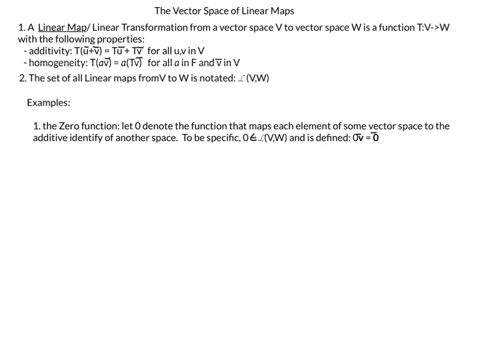The first example is the zero function. So let 0 denote the function that maps each element of some vector space to the additive identity of another space. To be specific, 0 is in our set of functions from V to W and is defined as 0 of v is equal to the 0 vector.